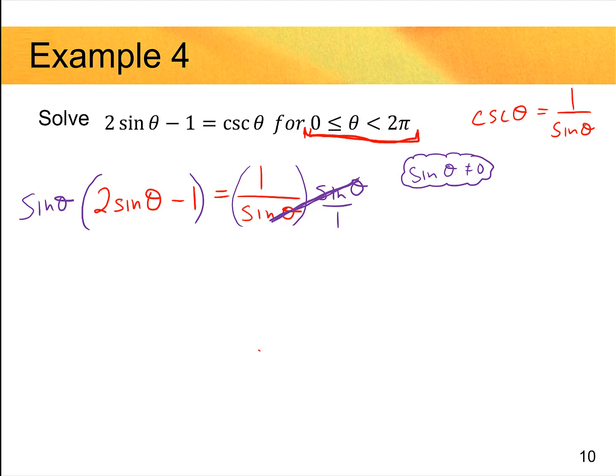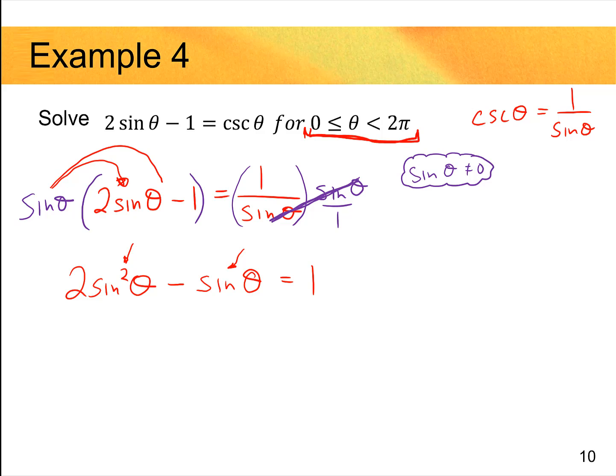Alright, what are we left with here? Actually, we have a distributive property here. We're going to multiply this in. This becomes 2 sine squared theta minus, we multiply this guy in, sine theta times 1 makes sine theta. On the other side, everything canceled, so I'm just left with a 1. And I see now that I have a perfect square of the same function.